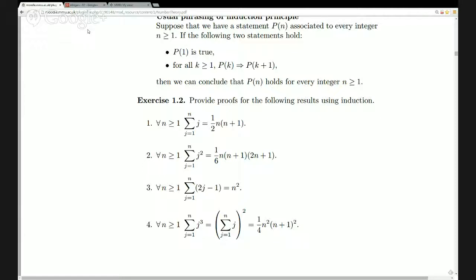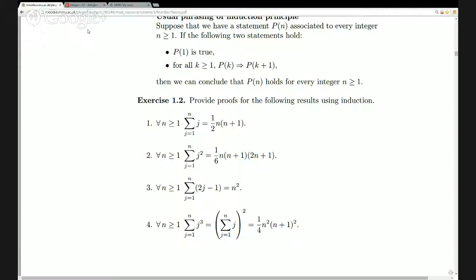Almost always the base case is just a simple observation. When n is equal to 1, what's the sum of j squared from j equals 1 up to 1 equal to? It's just 1, isn't it? And is that equal to a sixth times 1 times 2 times 3? Yes, it's a sixth times 2 times 3, which is just 1. So that's just a simple verification, just a simple observation. So the formula does hold true for n equals 1.